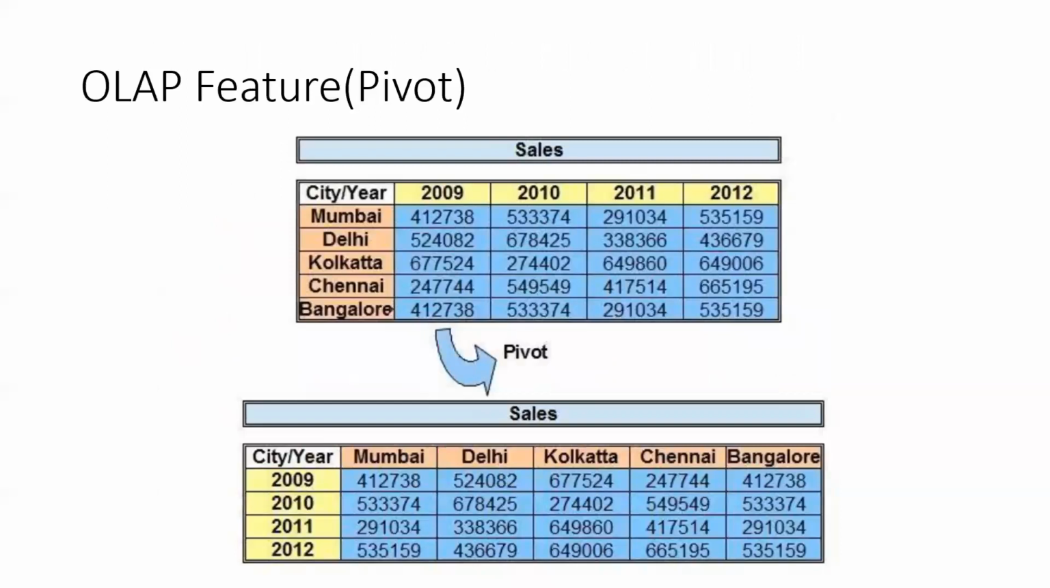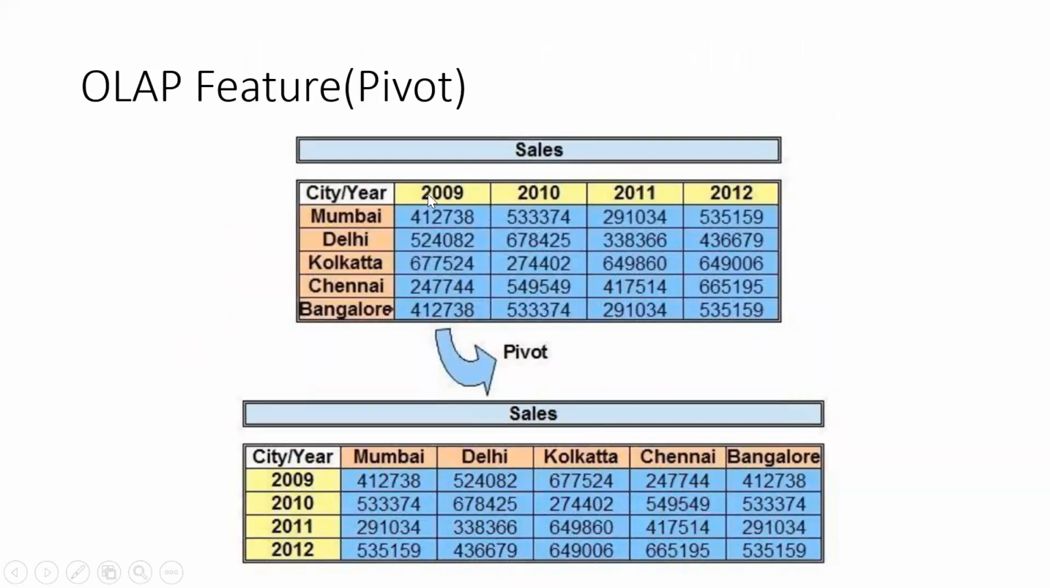Okay, I'm going ahead with a few features. In the pivot table, I have already gone through that, just a quick view again. Over here we can see the city-wise sale in a particular year.